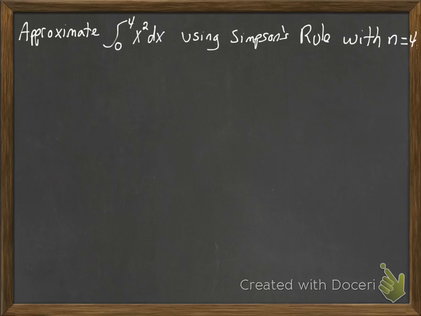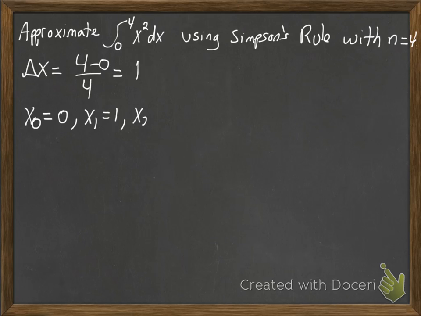So we start, just like we did with the trapezoid rule, by forming our partition. Delta x would be b minus a over n. We're doing four intervals, so it would be 4 minus 0 over 4, or 1. That leads to our partition values of x0 equals 0, x1 equals 1, x2 equals 2, x3 equals 3, and x4 equals 4.